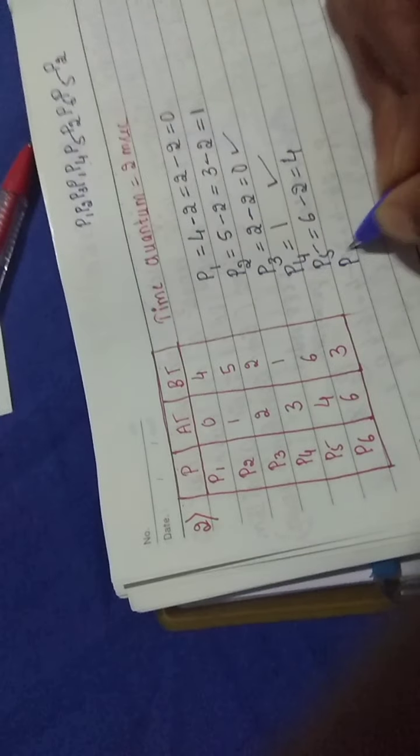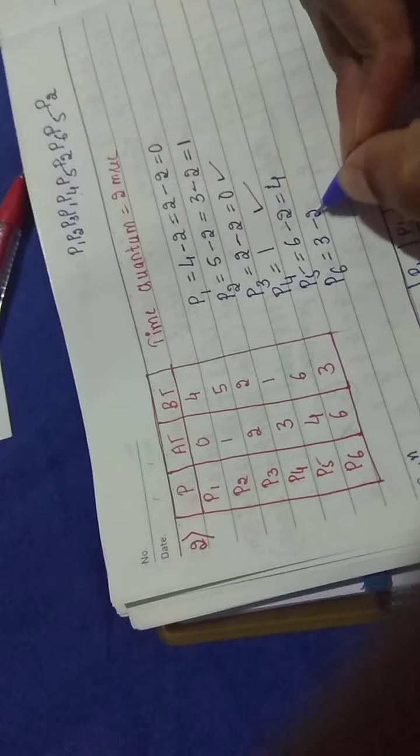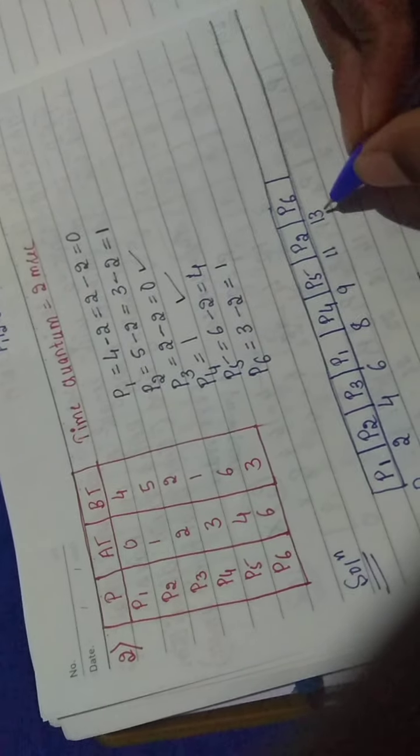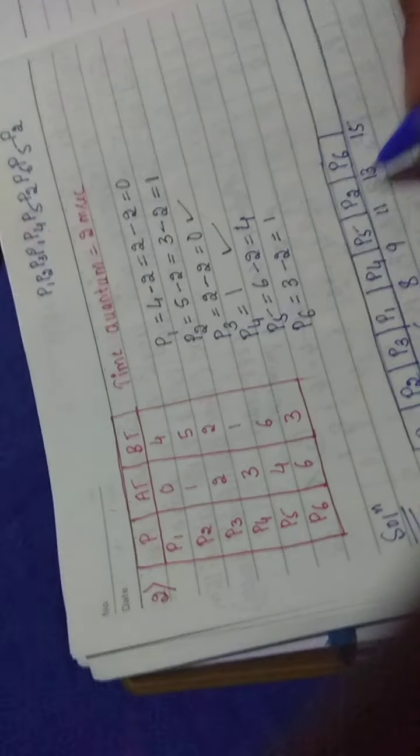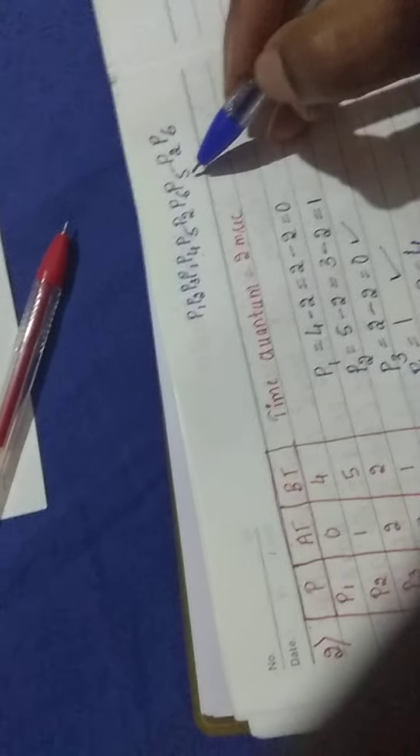And next is P6. So P6, we are scheduling it for the first time. P6 is having 3 milliseconds. Now I am giving 2 milliseconds. He needs 1 more millisecond. First I'll update here: 13 plus 2 is 15. He needs 1 more millisecond, right? So that's why I'll add him after P2. That is P6. Okay. So now P6 is completed.